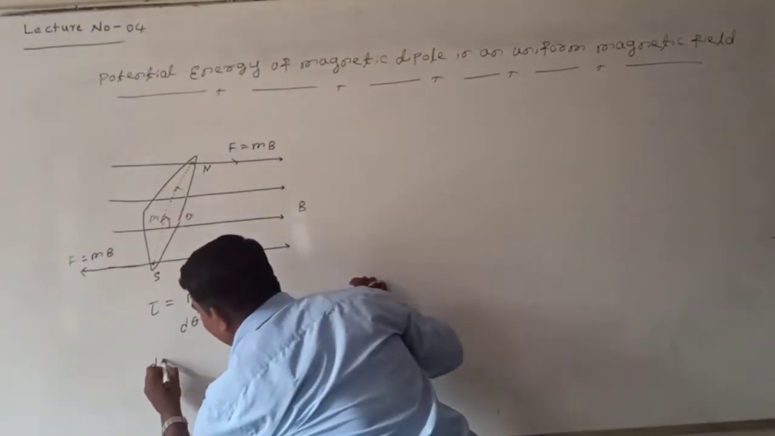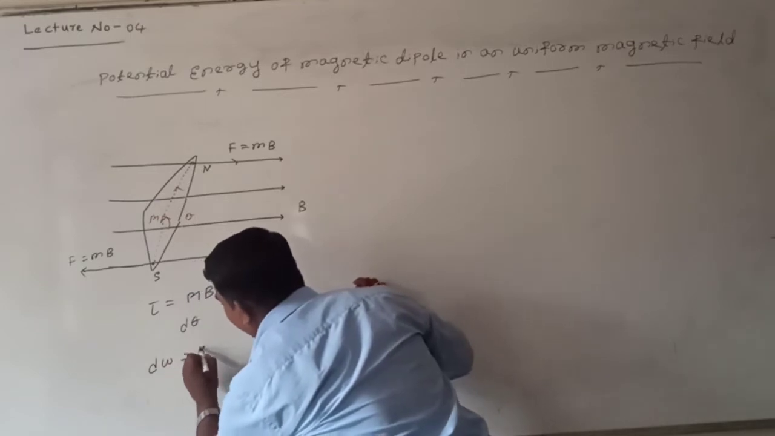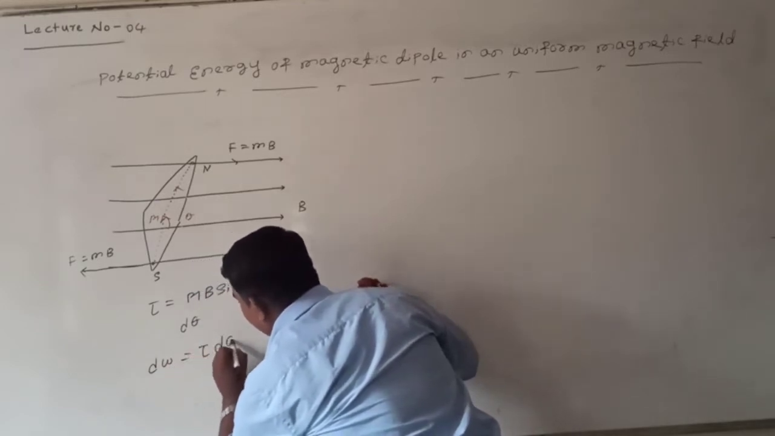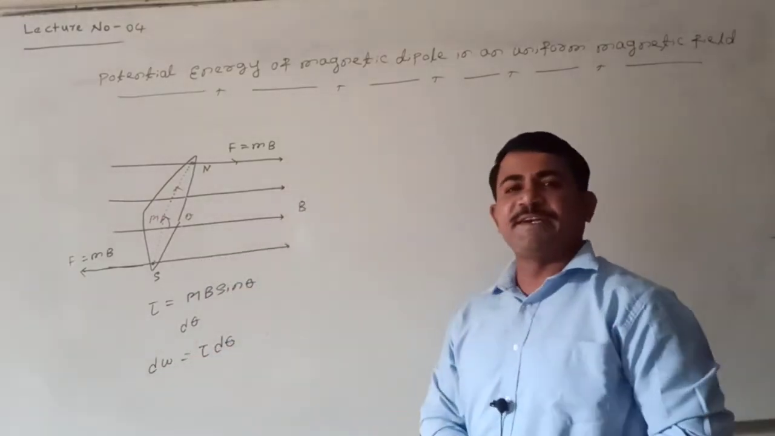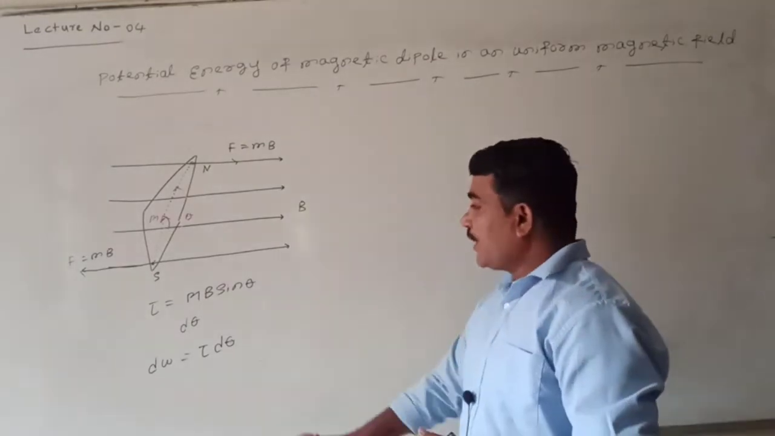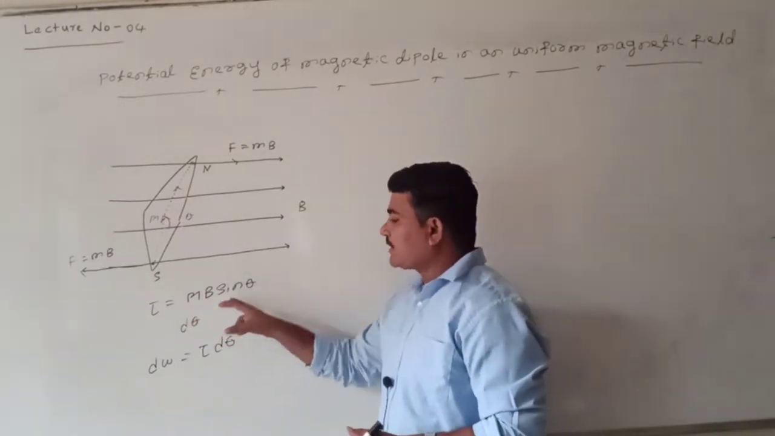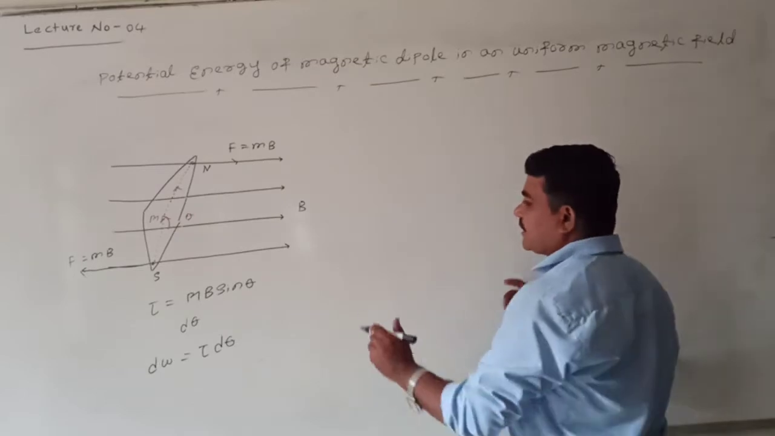Work done can be taken as dW. What is dW equal to? dW is equal to tau into d theta. Now, what is tau actually? Tau is equal to M B sin theta. Then how much work is done?